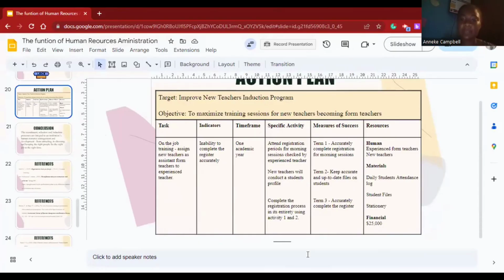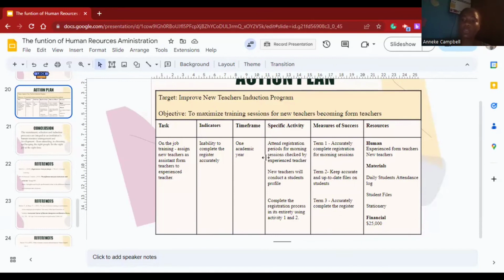All right. Our next specific activity would now be to complete the register entirely using our activities from activity 1. So that would be the morning session. Now they will be filling out the afternoon and the morning session now, and this would be by term 3 by themselves in the actual register. Right? They would be filling out the students' data in the actual register by themselves. Right? Now, provided that they can do this accurately, then we can say, yes, you are ready to become a form teacher by yourself by the end of the academic year.